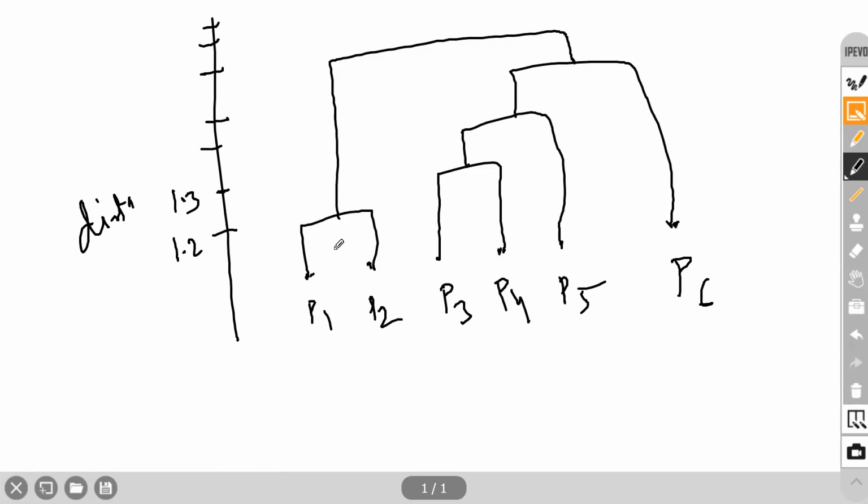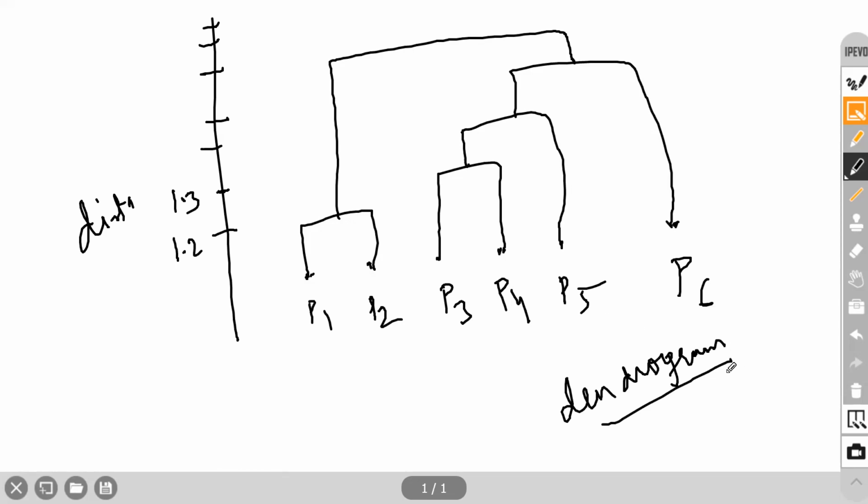Now, this particular diagram, the tree structure, is called a dendrogram. This is the picture of a dendrogram.